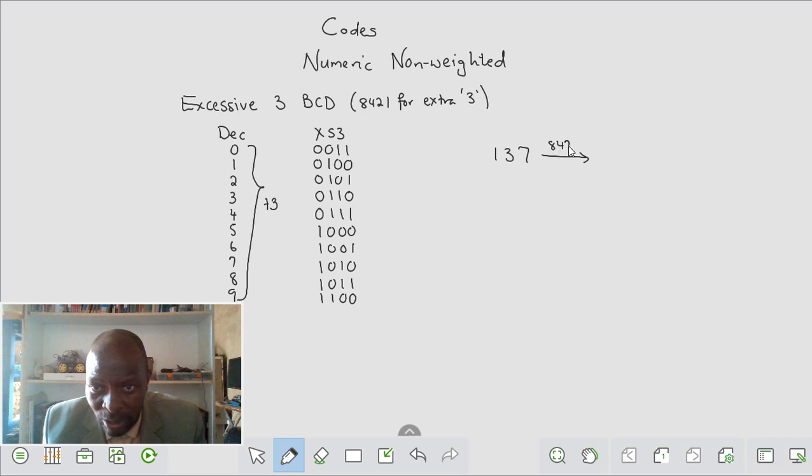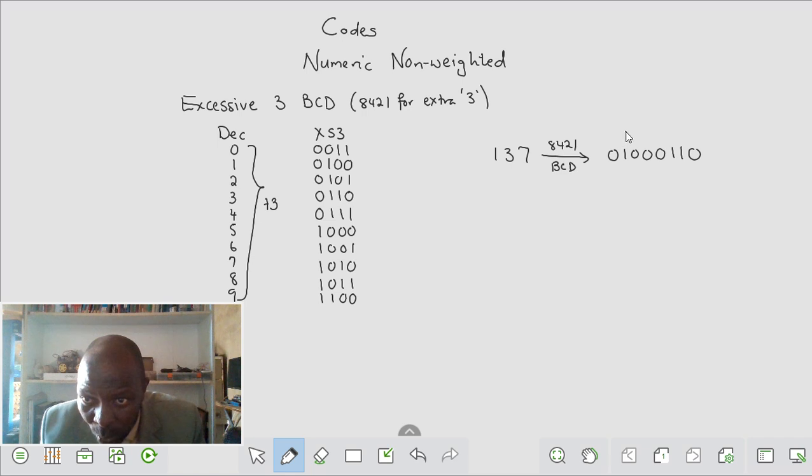So, suppose we had a number 137 and we want to give it as 8421. We ask for 8421 BCD. What will that number be? 1 would be 4. 1 is 4, yes. But 3 is 6, which is 4 and 2. 7 is 10, 7 plus 3. So you are adding 3 to each and every one.